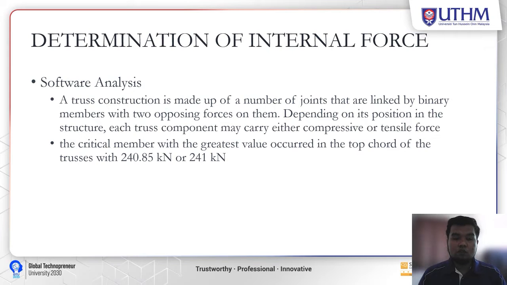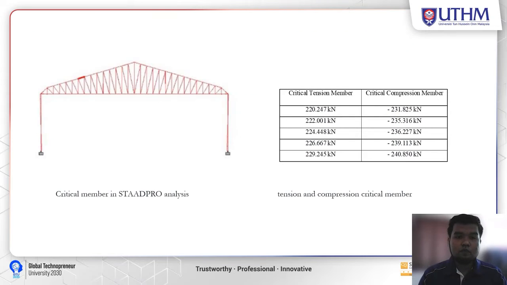The critical member with the greatest value occurred in the top part of the trusses with 240.85 kN, or 241 kN. This is the value we get from the Step Pro. Here is the critical member in the Step Pro analysis, and the value we obtained from the Step Pro, which is the tension and compression critical members.